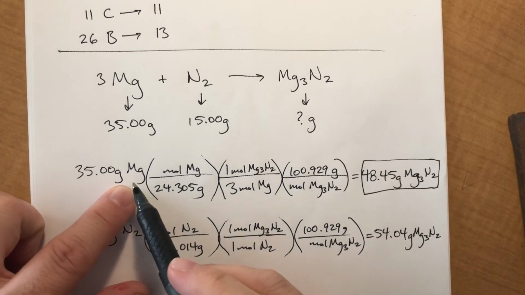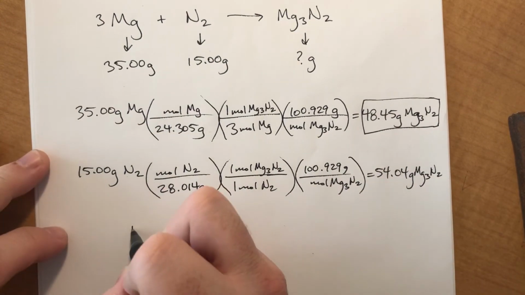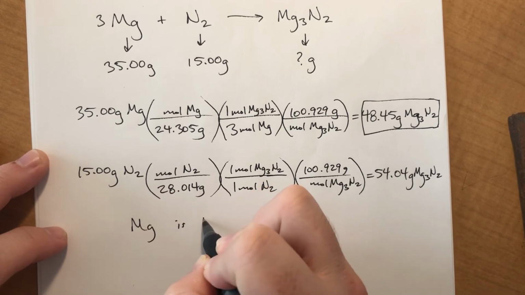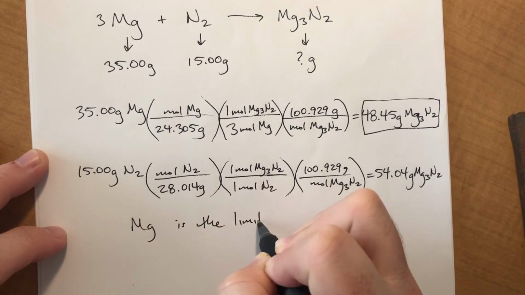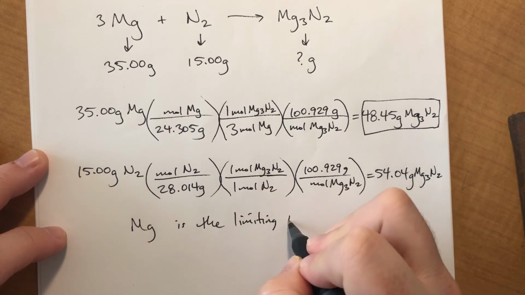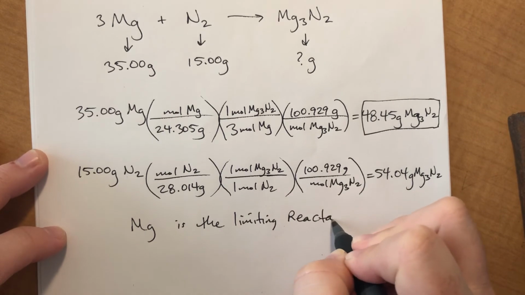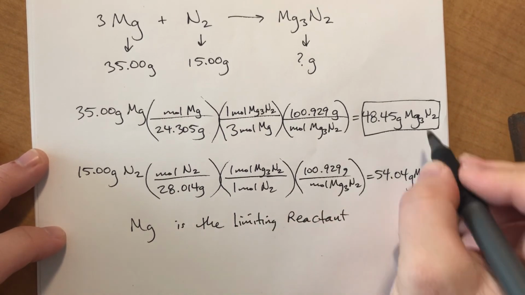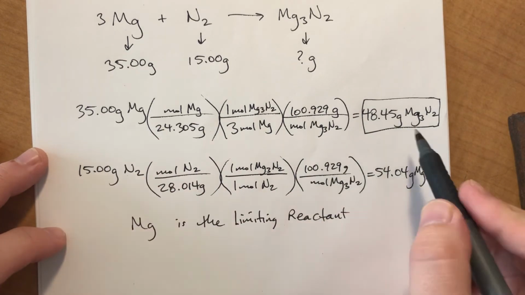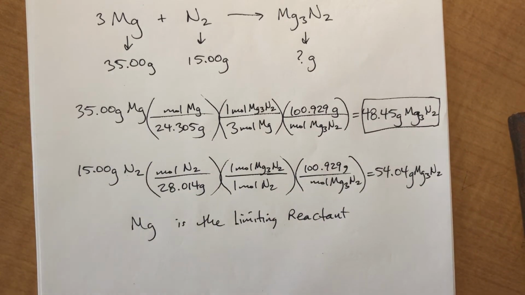This is the one, the magnesium is the thing that ran out first. Mg is the limiting reactant. It's the one that is limiting how much product we can make. If we had more magnesium, we could make more product. Okay?